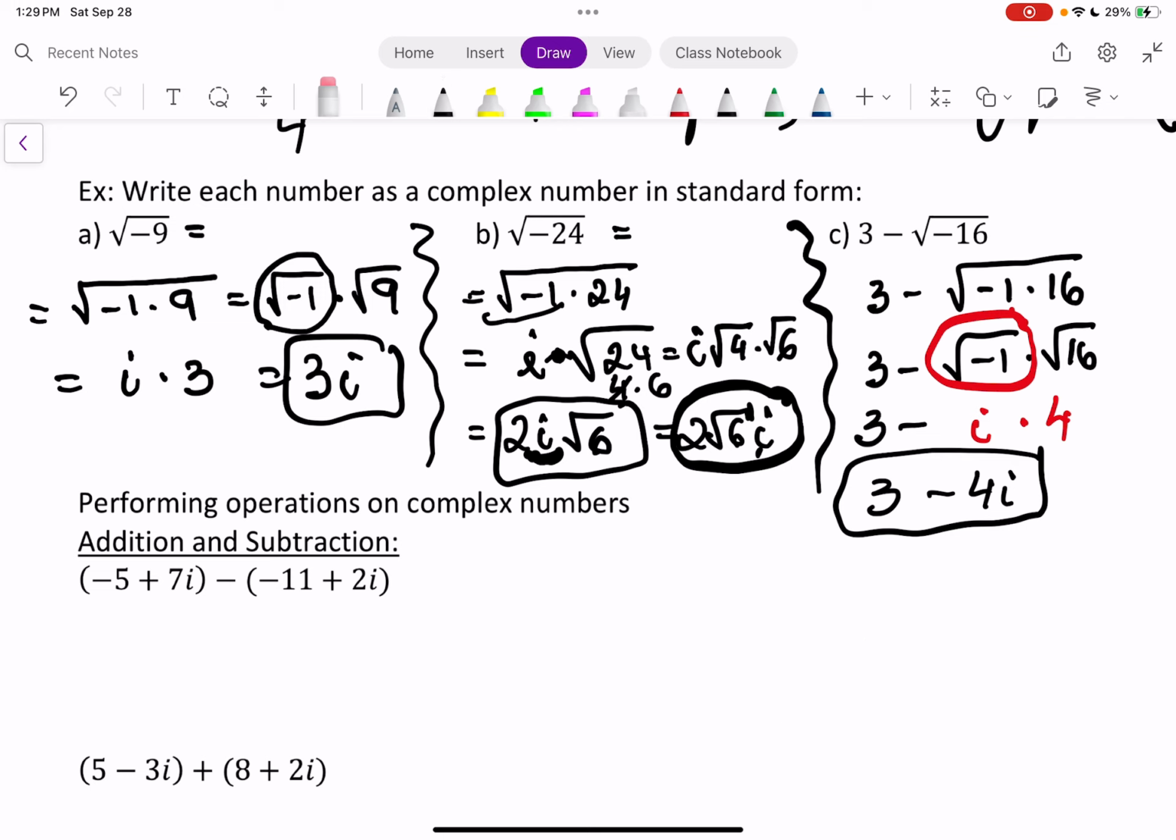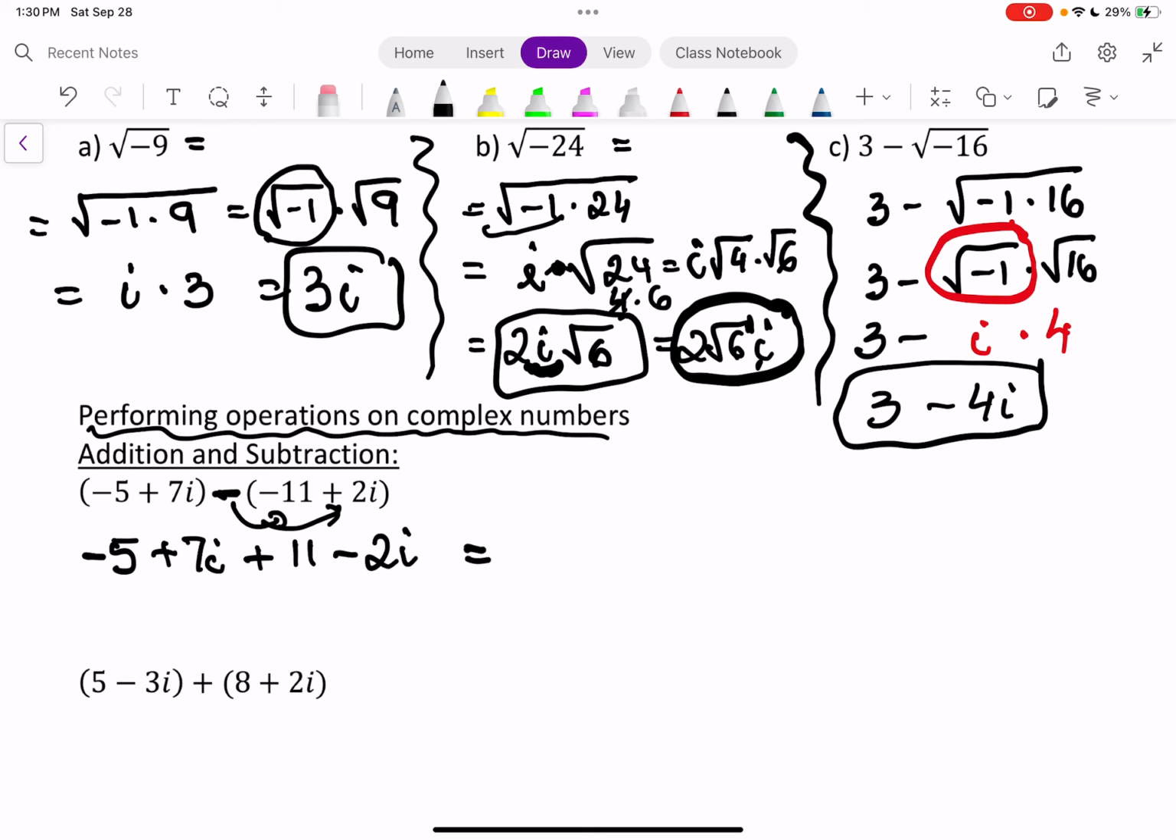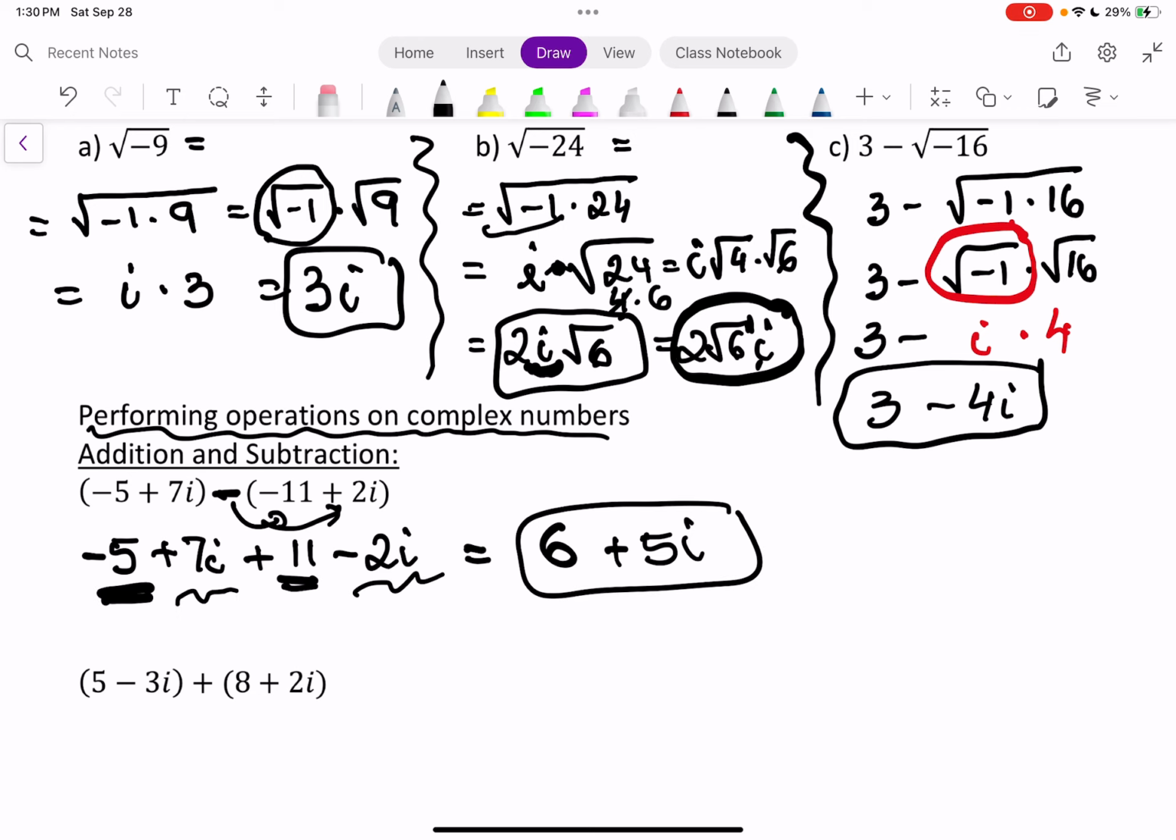All right, so here it is. How do we add, subtract, multiply, and divide complex numbers? It's extremely easy. It's just like combining like terms. To subtract, I'm going to change the signs of everything that follows, in other words, distributing the minus. And then it's just like combining like terms. Add the real parts together, add the imaginary parts together, and that's it.